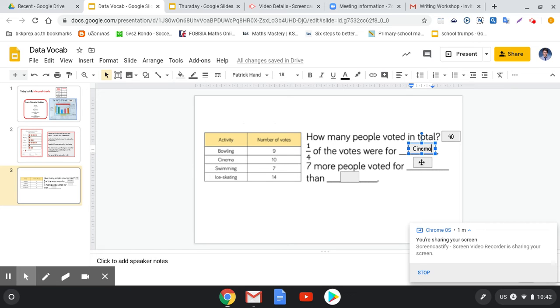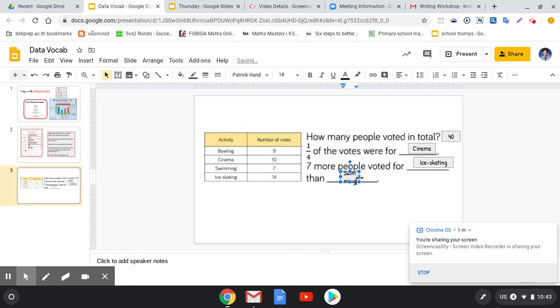Right, 7 more people voted for something than something else. So let's have a look at this data and I can see, oh, look here, swimming and ice skating. 14, so that's 7 more. So 7 more people voted for ice skating than swimming.